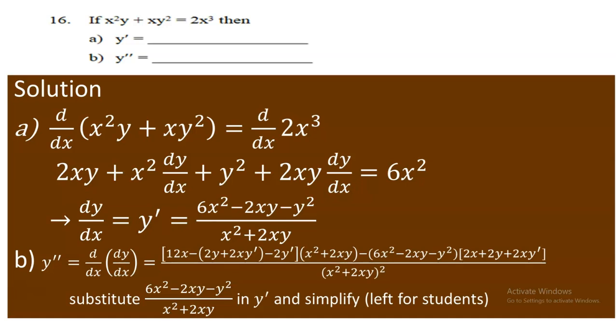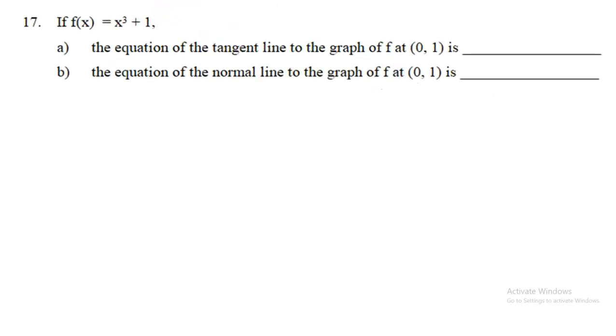That is the idea. Now what comes next is question number 17, and in question number 17 you are given a function and you are supposed to obtain the equation of a tangent as well as a normal line.